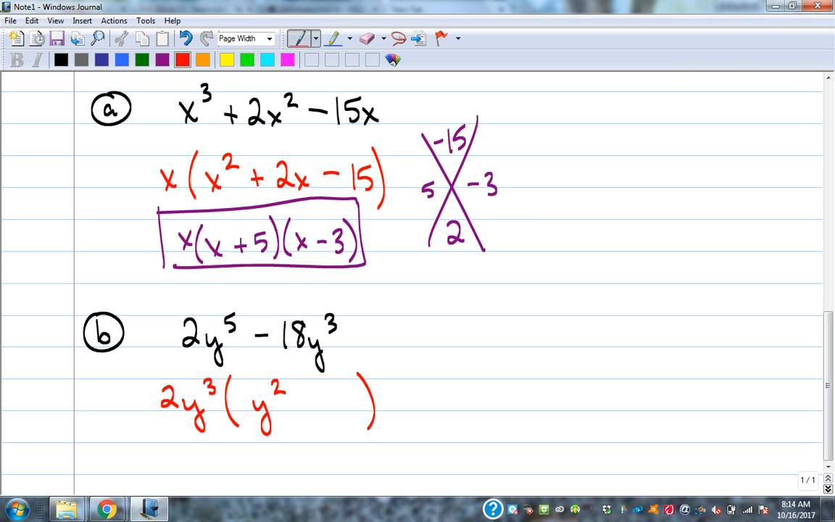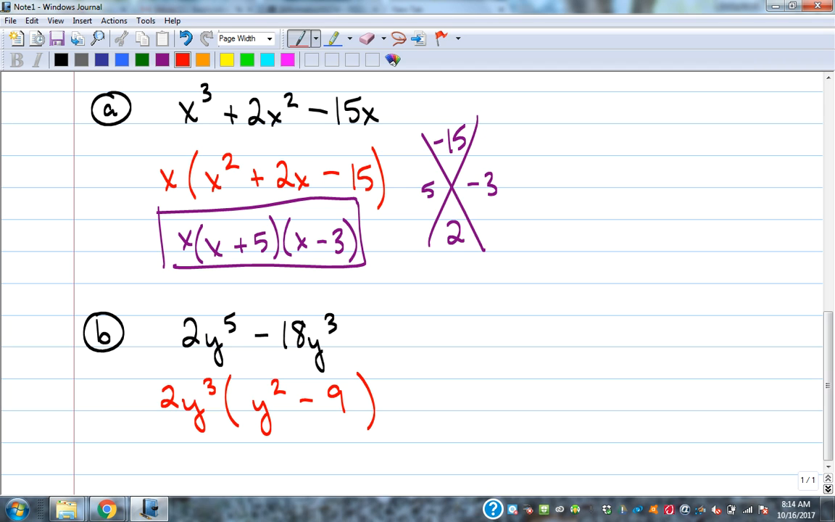18y cubed, what's it turn into when I pull 2y to the 3rd out? If I pull a 2 out of it, it'd be a 9, right? It's like dividing by 2. So that'd be a minus 9 left in the parentheses. And then the y cubed, I pulled all 3 of them out here. So there's no y's left on that 9.